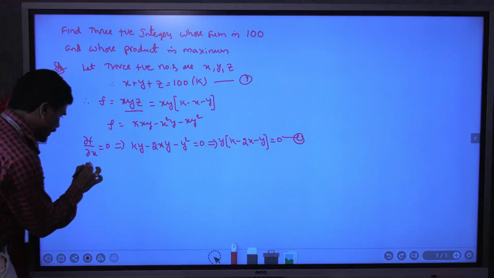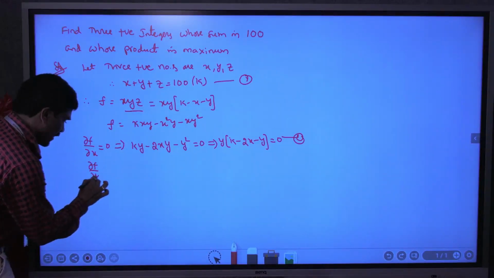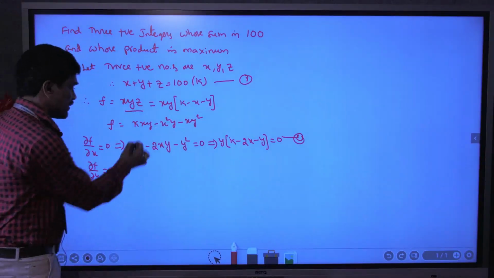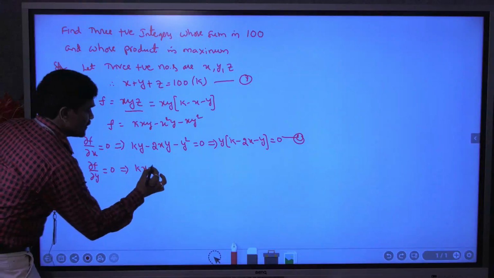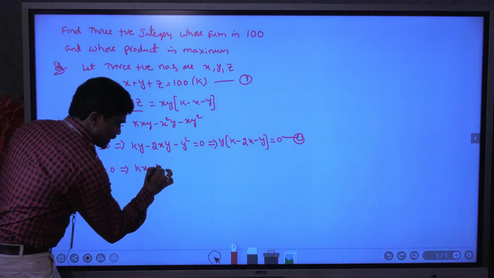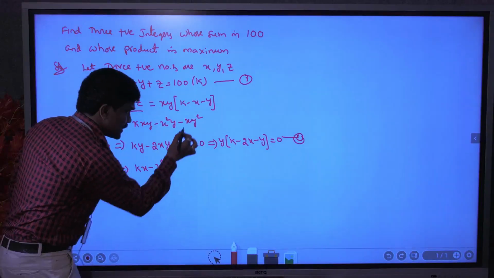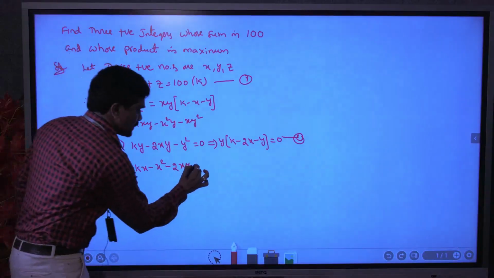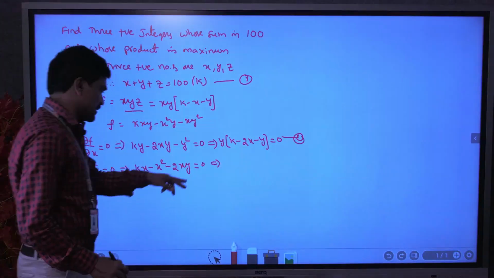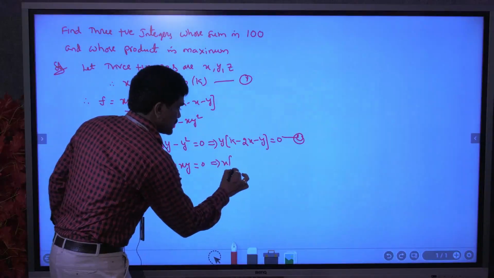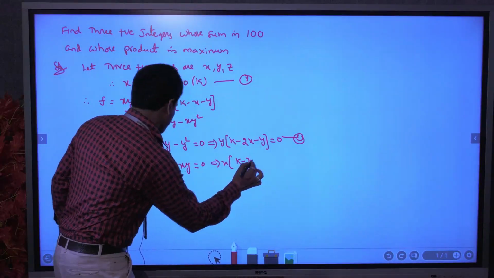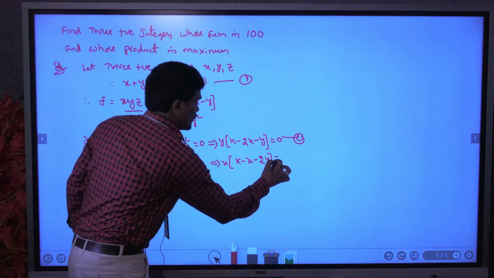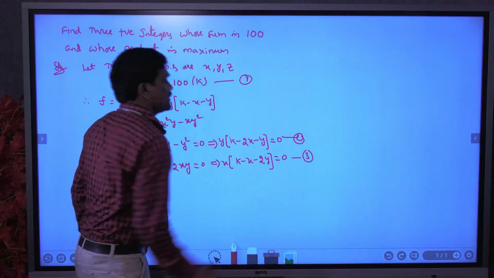Now take dou f by dou y is equal to 0. This is the f with respect to y. What is constant? Here kx is constant, minus x square constant, y derivative is 1, minus x constant, y square derivative is 2y. That's why write 2xy is equal to 0. That implies again x is common, so x times (k minus x minus 2y) is equal to 0. This is equation 3, right?